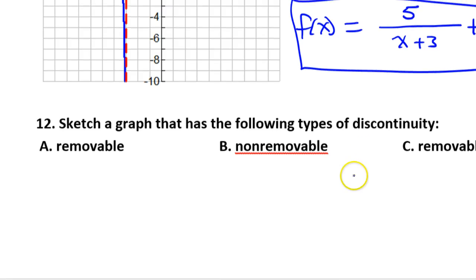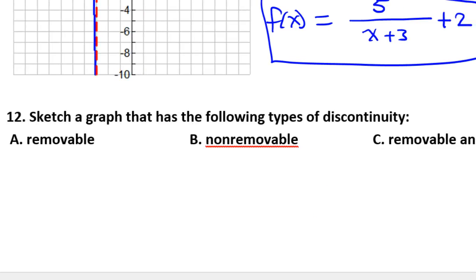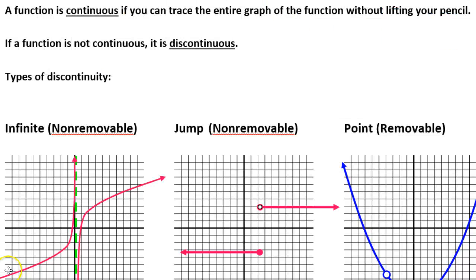Now, let's talk about number 12 and talk about discontinuity and the types of discontinuity. Alright, here's what we learned about continuity. A function is continuous if you can trace the entire graph without lifting your pencil. Another way of saying it is the function is continuous if it's unbroken. So all of these graphs are discontinuous because each of these graphs is broken in some way.